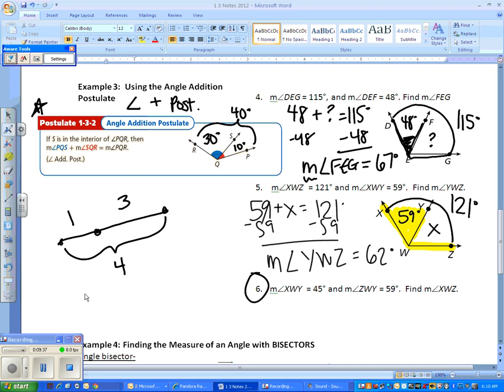So today we learned about 3 things. We learned about classifying angles, we learned about angle addition postulate, and we learned how to use a protractor. Tomorrow in class we'll talk about angle bisectors.